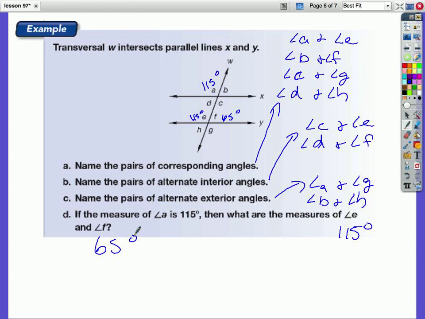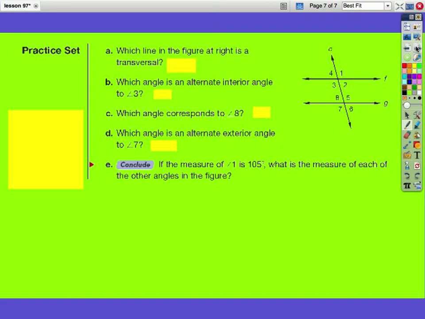Now, let's go through the rest and figure out what all the angles are. If we know one, we can find all of them. So if A is 115 degrees, B has to be 65 because it's acute. C is obtuse, it has to be 115. D, 65. G is obtuse, 115. H, 65 degrees. So by knowing one, we can find the rest. Go ahead, try the practice set. See if you can get it figured out. Make sure you bring any questions you may have to class.